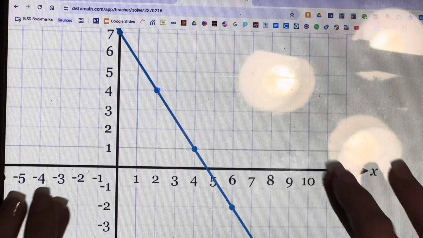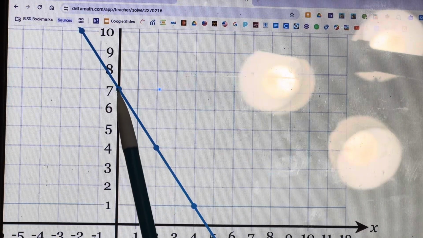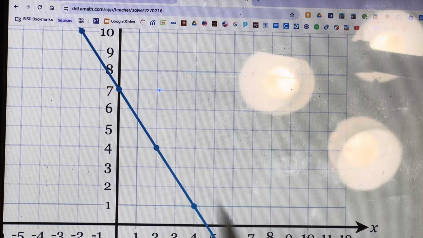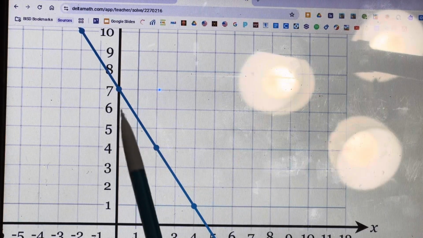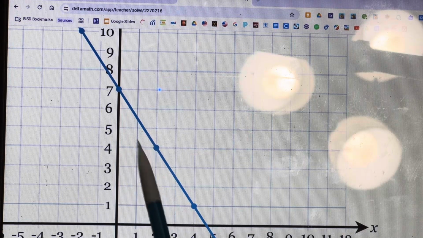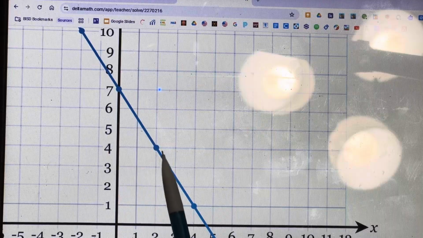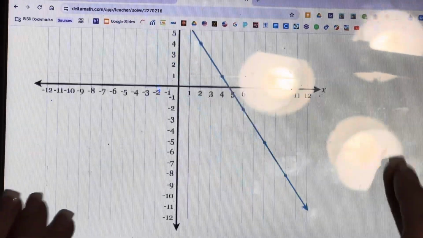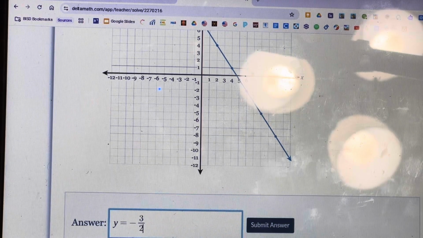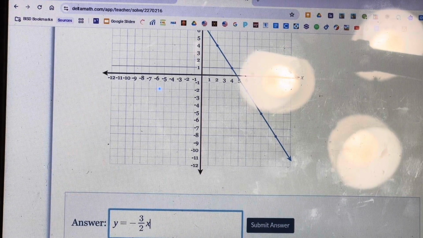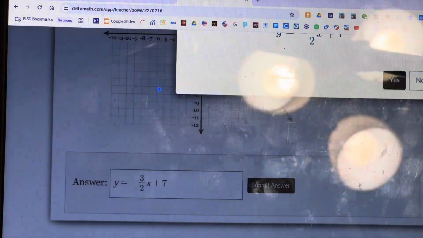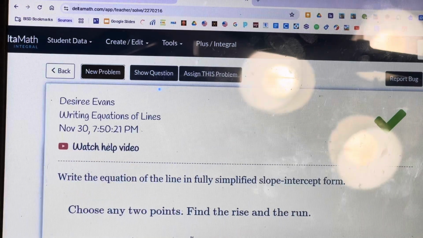Okay, we have all these points. Here's my y-intercept, so that's going to be at 7. Now to find our slope, it is negative again, right? Because we're going down. So we're going to go down 1, 2, 3 over 2. Okay, so down 3, forward 2. That's going to be y equals -3 over 2x plus 7, since that's where it crosses the y-axis. All right.